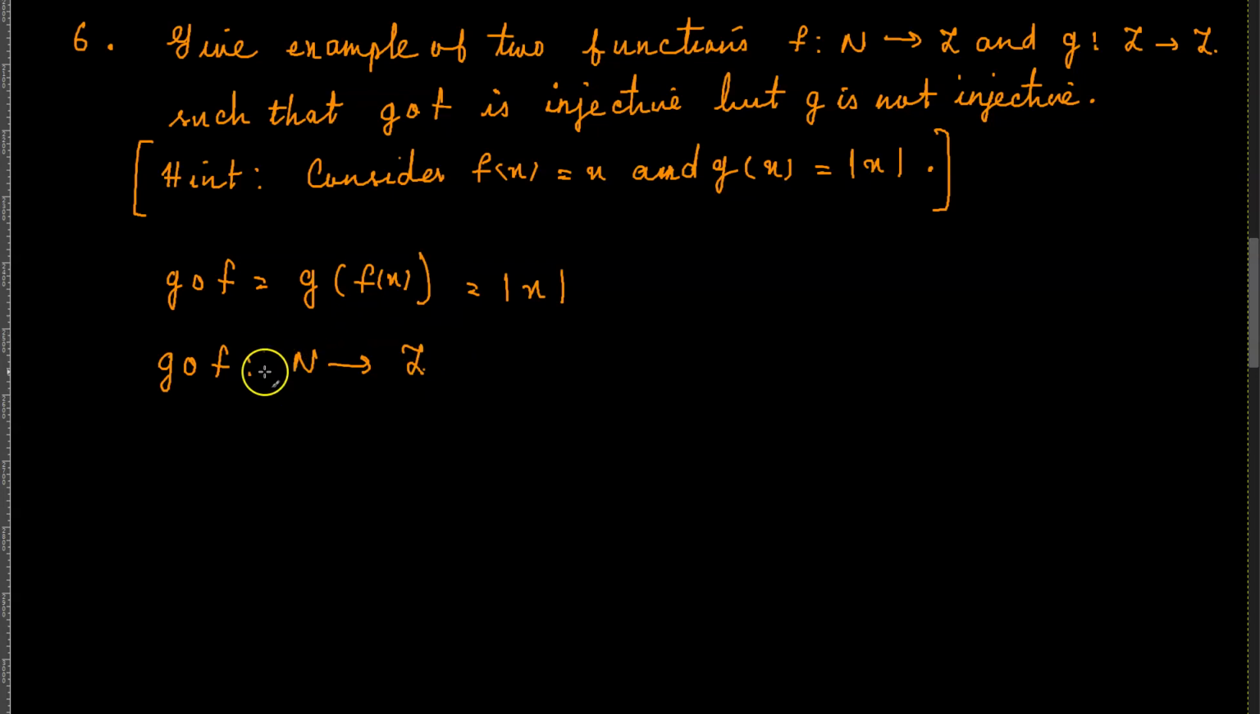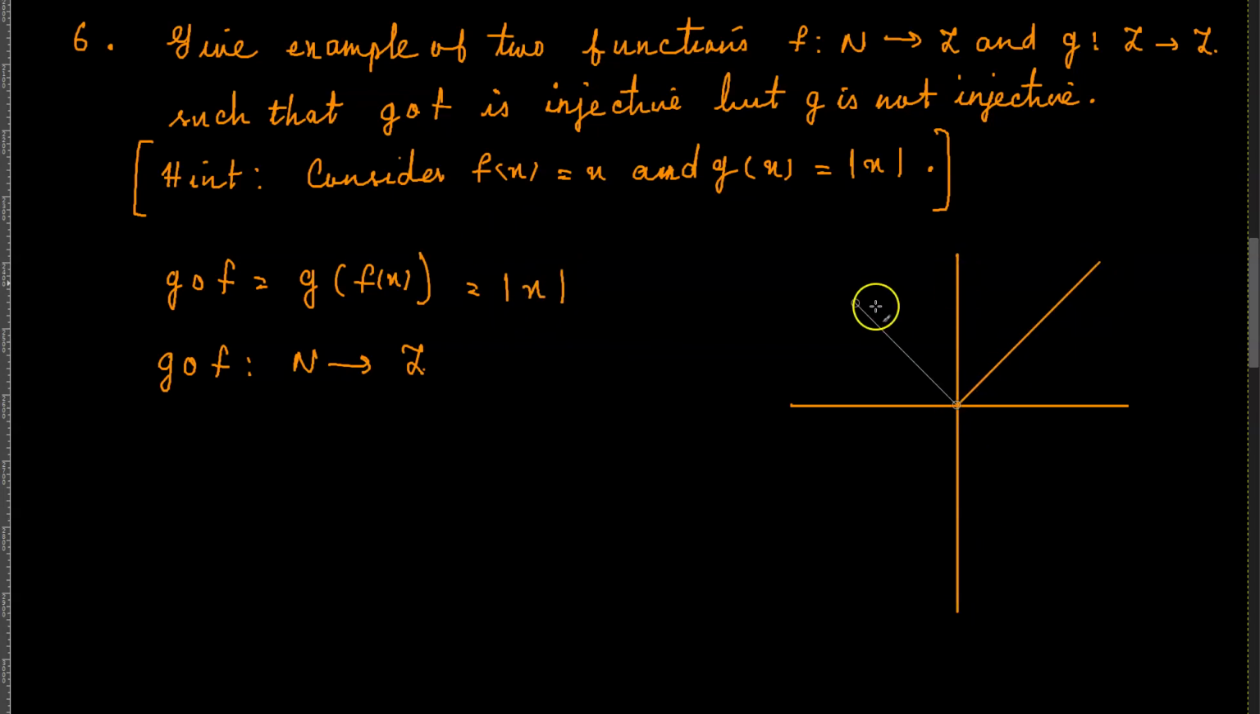Well, of course, this function is injective, because normally the absolute value of x is a function like this. Basically, you have these two lines over here, right? But since the domain of your function is N, then this part of the function is just simply not relevant anymore, and so the function becomes injective, right?